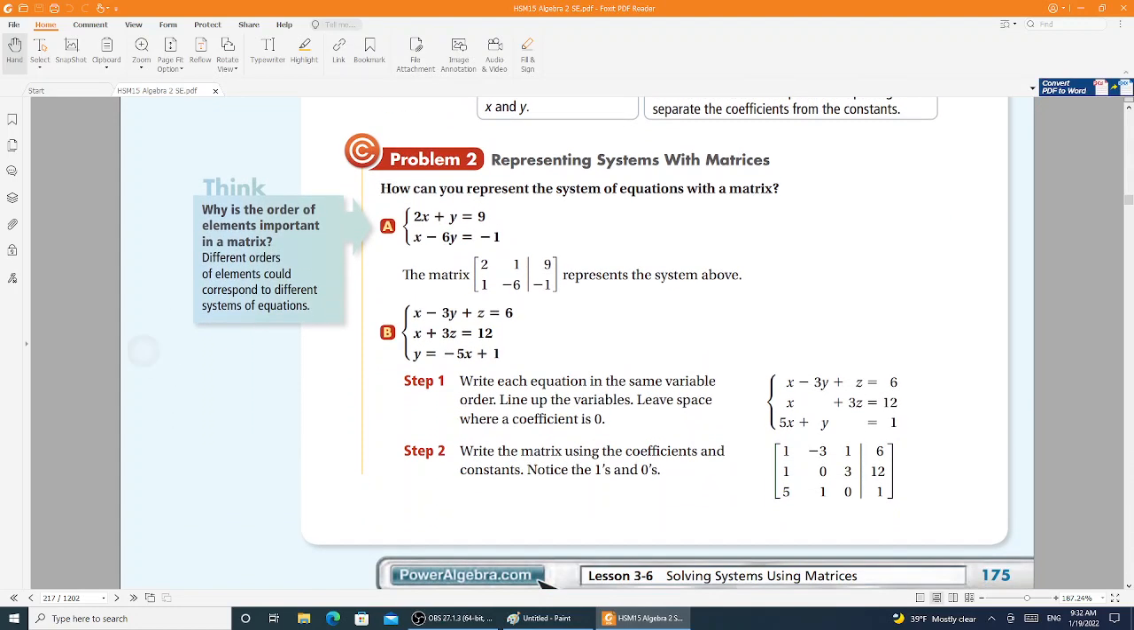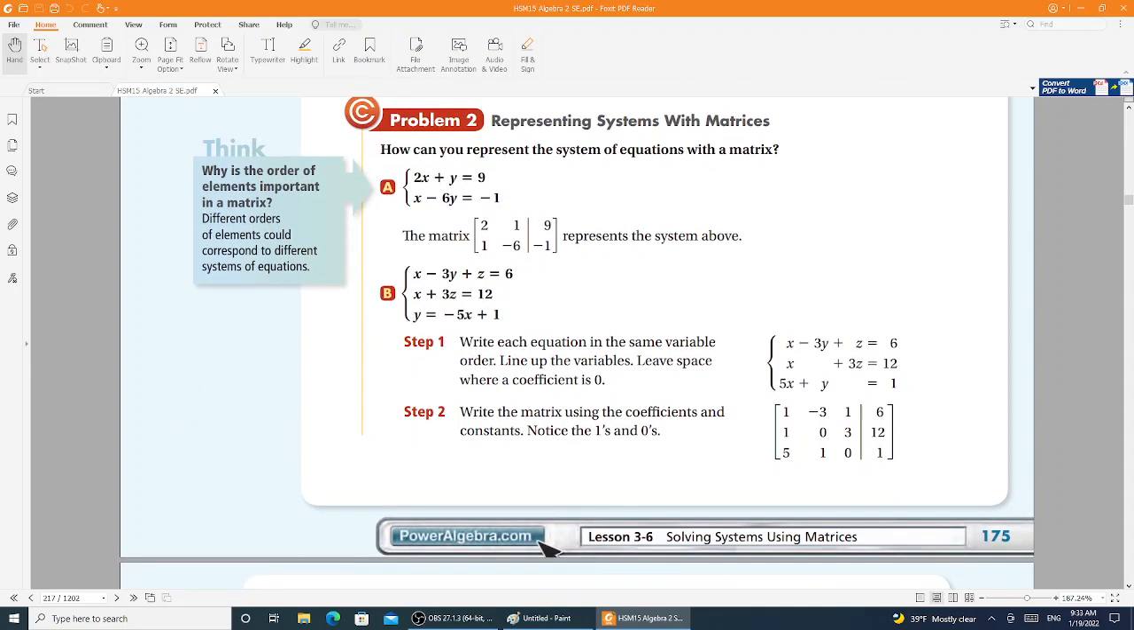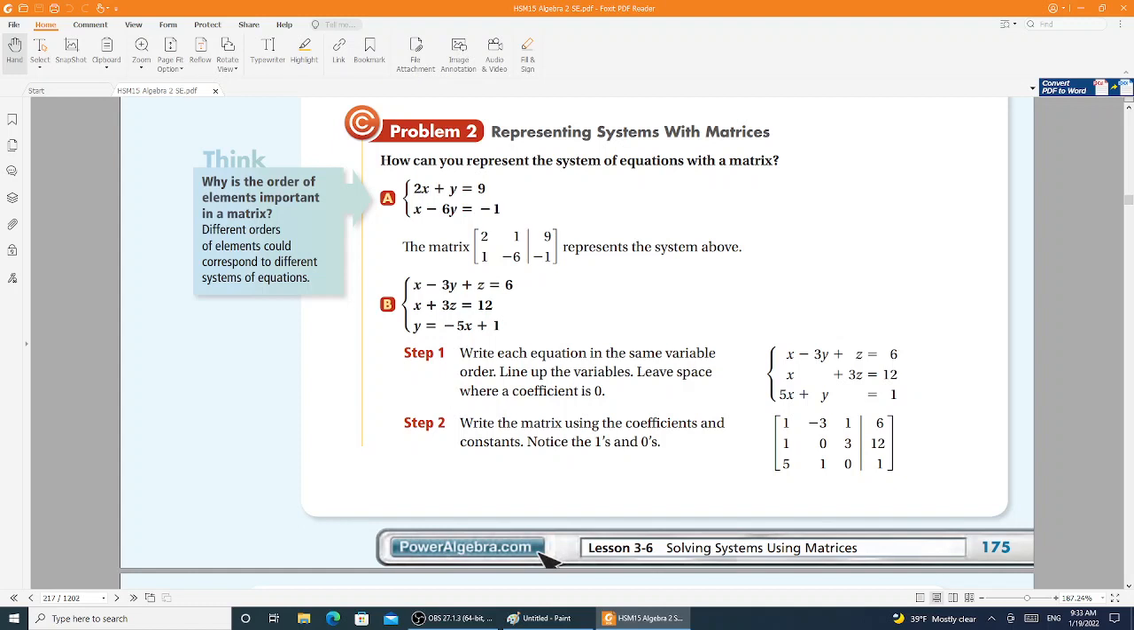How can you represent the system of equations 2x plus y equals 9 and x minus 6y equals negative 1 with a matrix? The first column is the coefficients of x, 2, 1, and the second column is the coefficients of y, 1, negative 6, and the third column, the constant column, the right-hand side, is 9, negative 1.